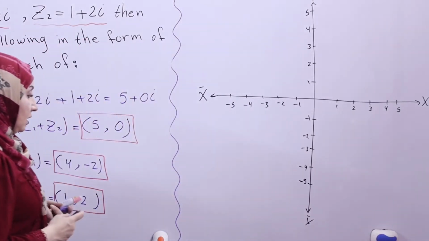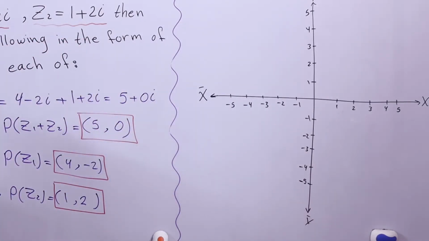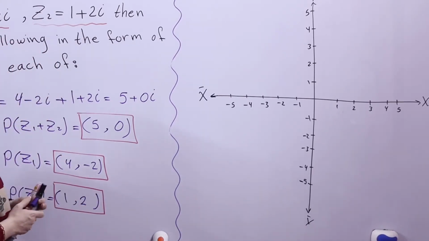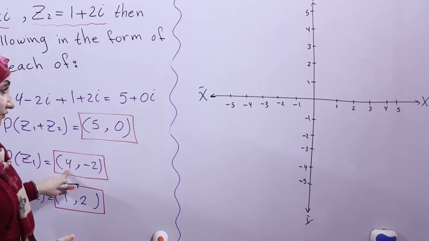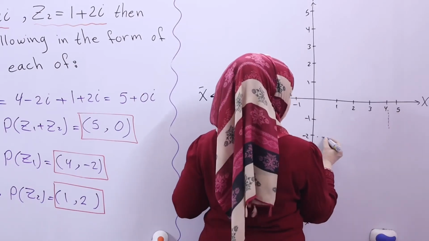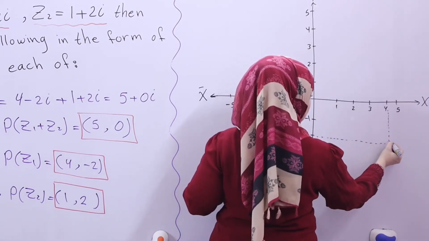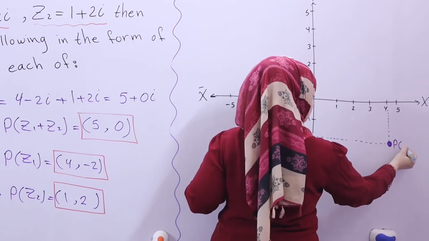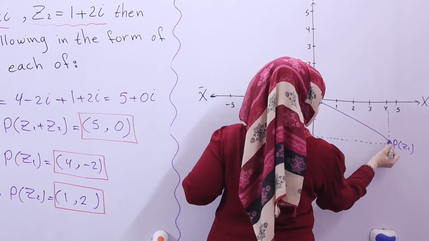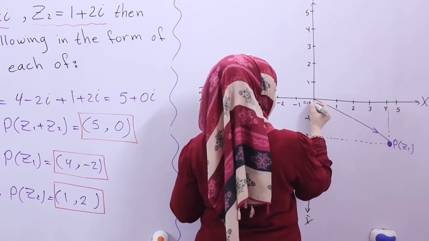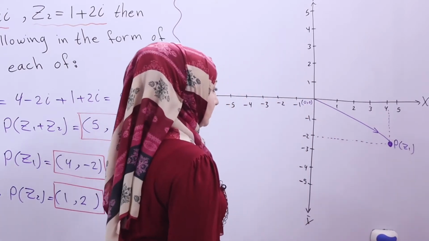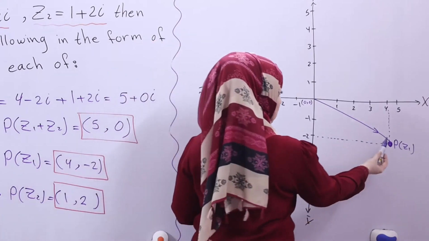First, the argand shape for the first complex number: we will find the order pair, the point which represents the order pair positive 4, negative 2. X is positive 4, Y is negative 2. So this point represents the first complex number. So the argand shape will be, we connect between the origin and the point which represents Z1. So this is the argand shape for the first complex number.